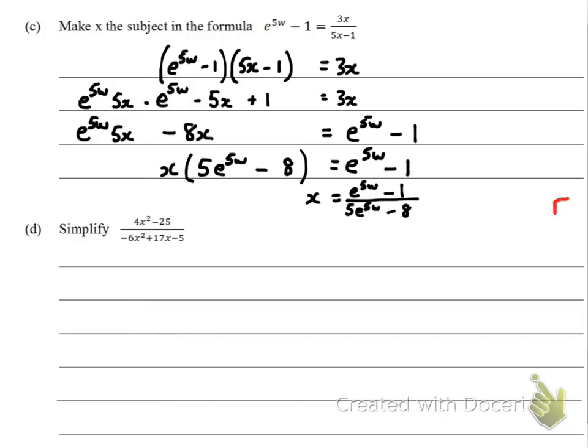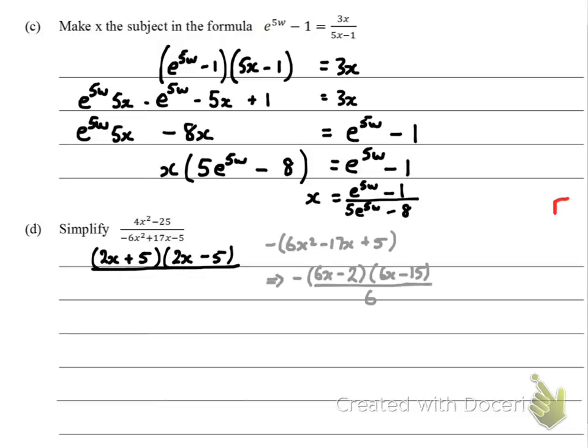For this next one, you need to recognize that the numerator is a difference of 2 squares. 2x plus 5, 2x minus 5. Now I'm going to do the denominator to the side. I'm going to take out the minus first, then I'm going to factorize it by using the ACC method. And factors of 30 are 15 times 2, which give you negative 17 when they're subtracted.